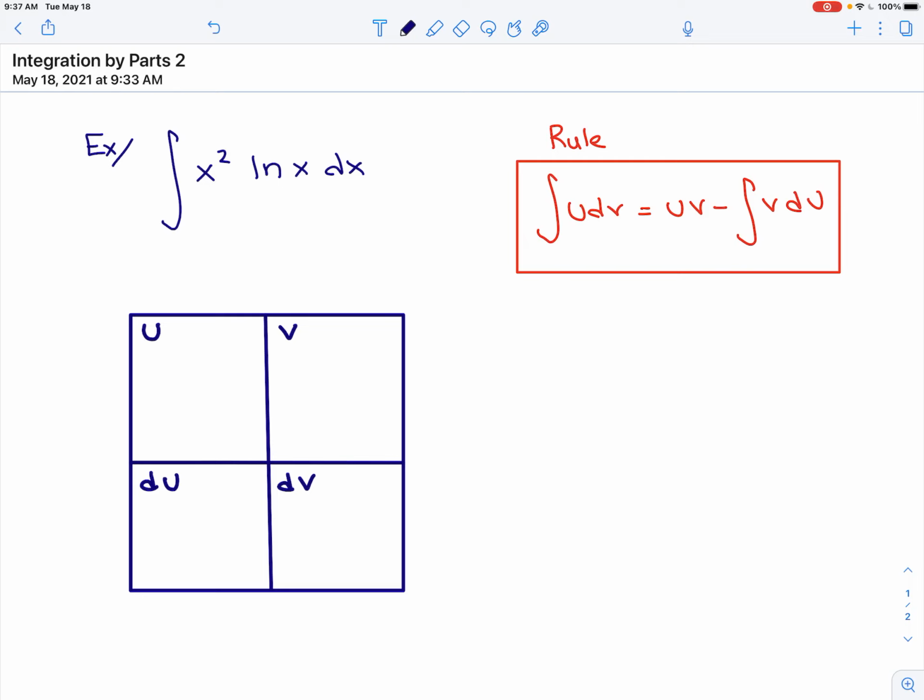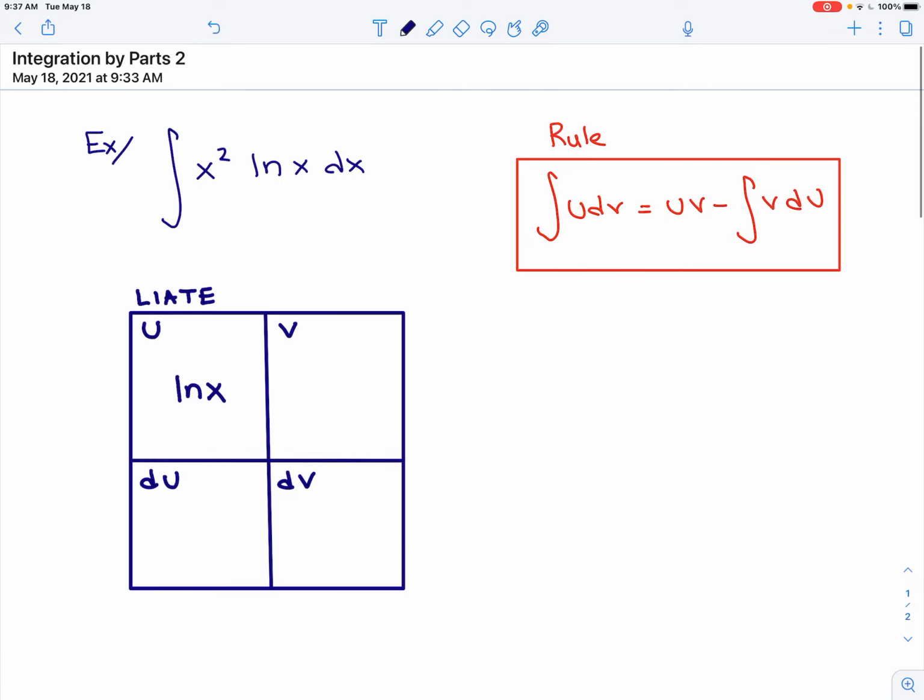Then we're going to pick the u by LIATE, so we're going to write that right there. In the question, the first thing I'm doing is filling in the u. So do I have a log? Yes, so I write it in here. And then everything else in the question goes into dv. So there's the u, there's the dv. So I get x squared dx.